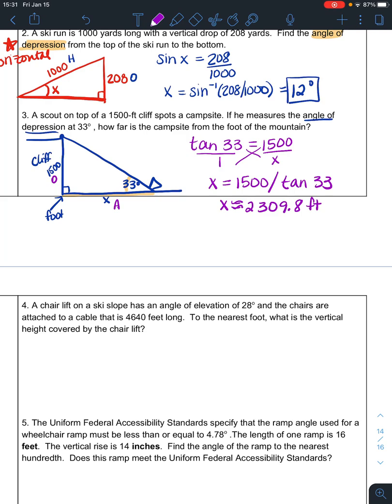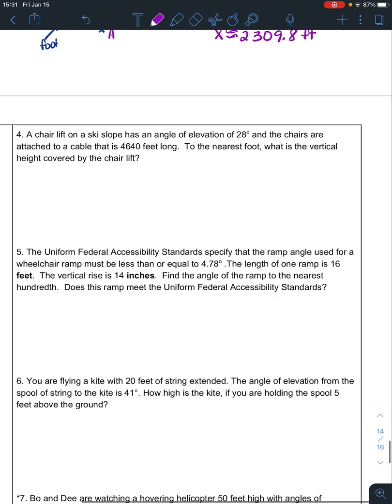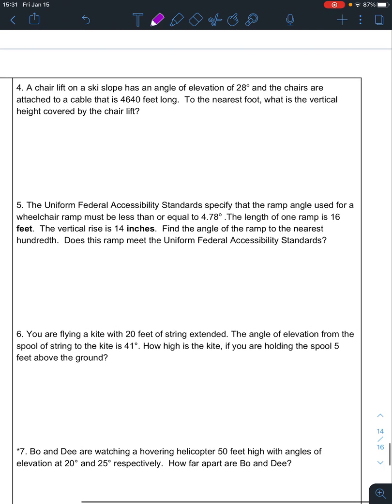It's approximately 2,309.8. Since I didn't say what to round it to, it's okay to not have it exactly. On anything that we ask you to do, we would have to tell you that. We'd have to give you what to round it to on a question.